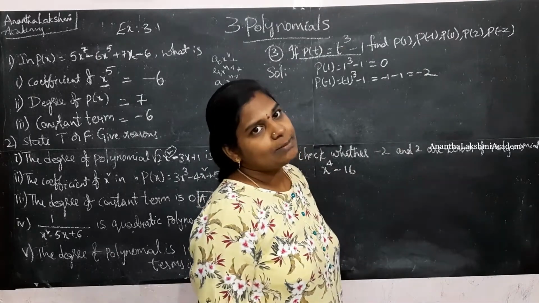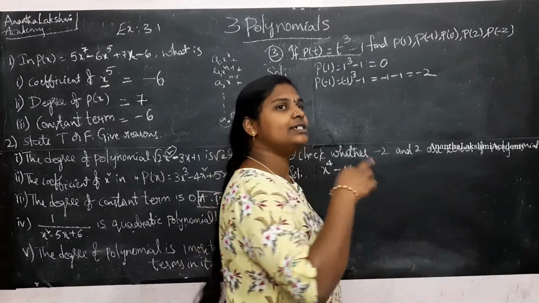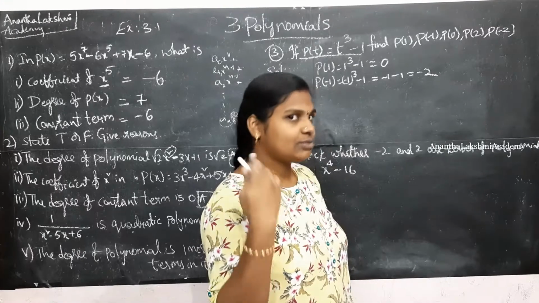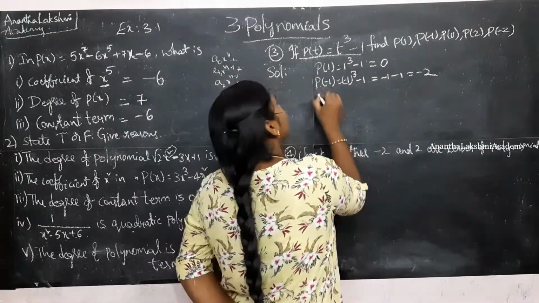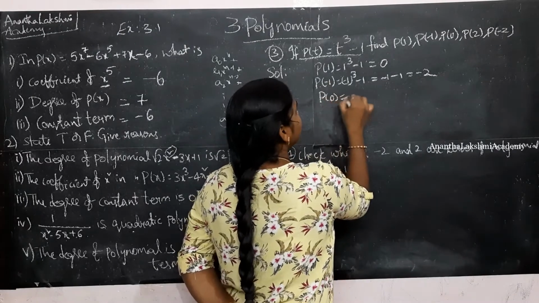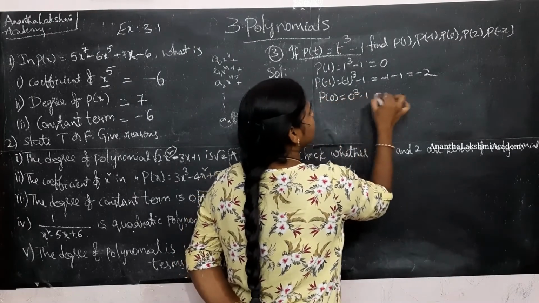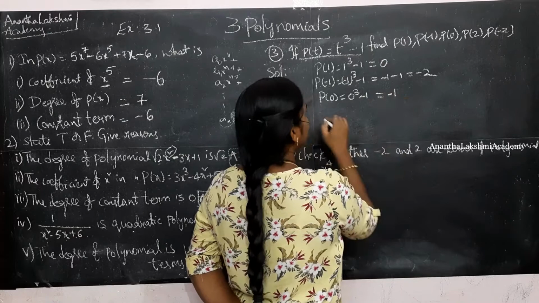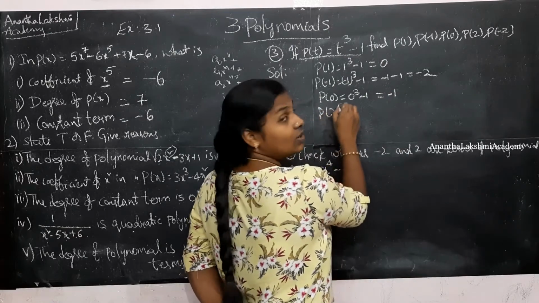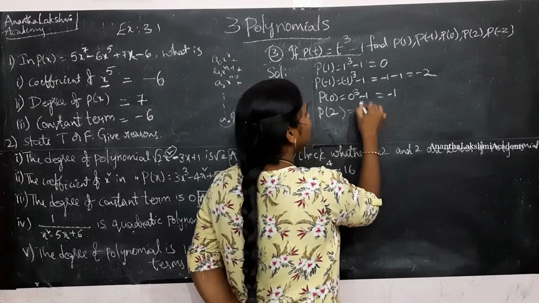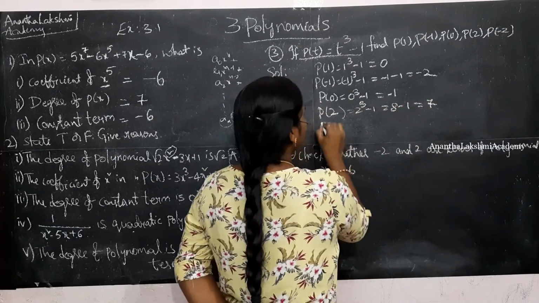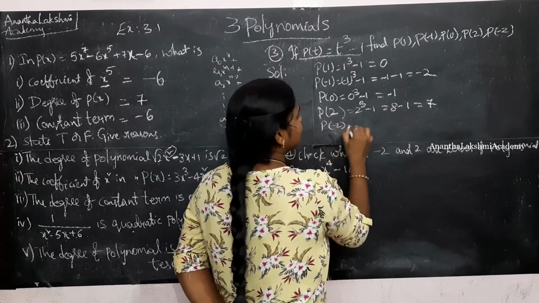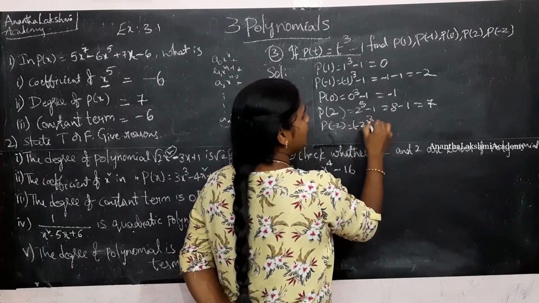When you multiply minus three times, minus into minus is plus, and plus into minus is again minus. So this becomes minus 1. Alright. Then P of 0 is equal to 0 cube minus 1, which results in minus 1. P of 2 is nothing but 2 cube minus 1. 8 minus 1 is 7. P of minus 2 is nothing but minus 2 whole cube minus 1.